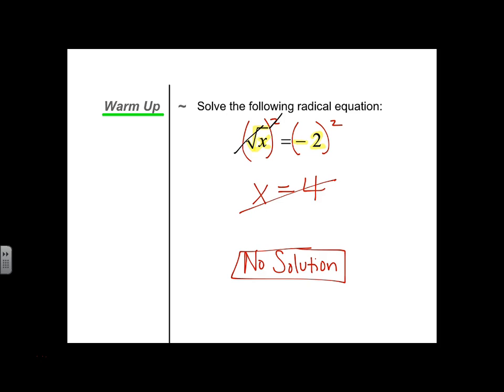If you check the answer, if it's illegal, let's check it. If I was to square root 4, does that equal negative 2? And the answer is? No. No, that's a positive 2, which is not negative 2. So when I tried to check, I realized it didn't work. And so then I say, this is an extraneous solution.